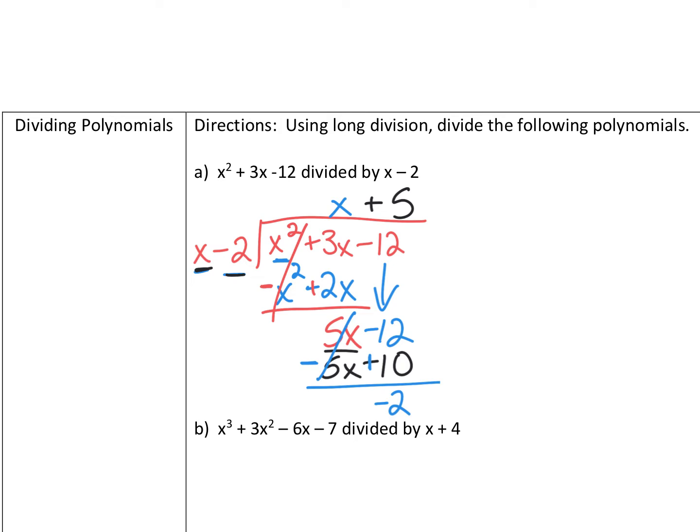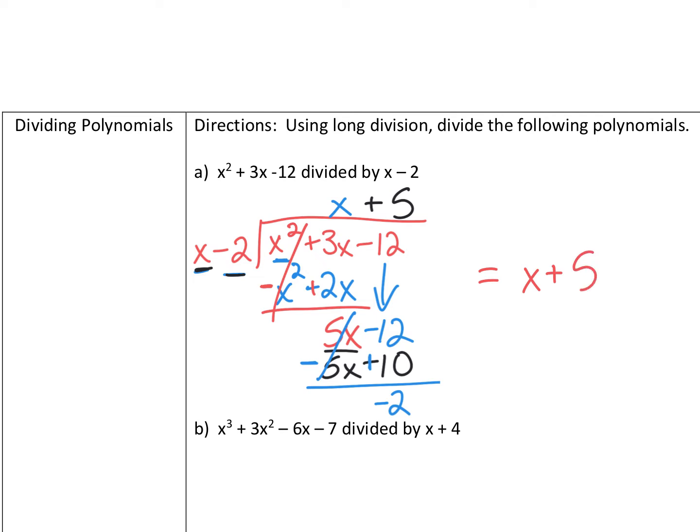So I don't have any more digits to bring down, right? I'm left with one term. I'm dividing by 2, so I'm done there, okay? My final answer, though, is going to be just like it was with the numbers. So whatever's left up top, in this case x plus 5, that's a part of my final answer.